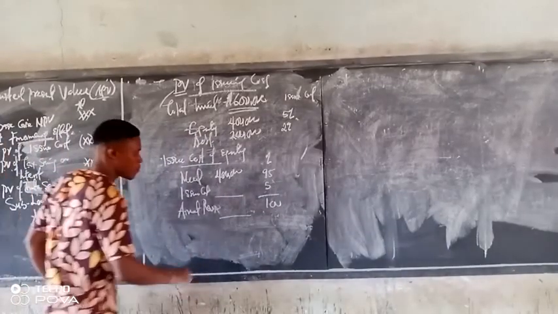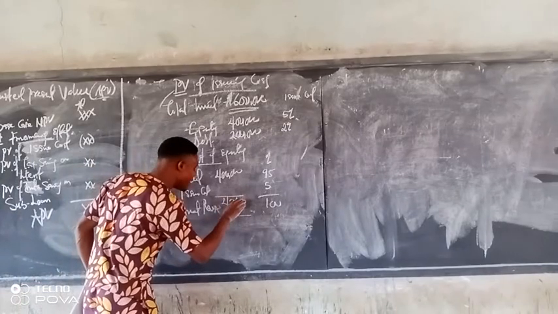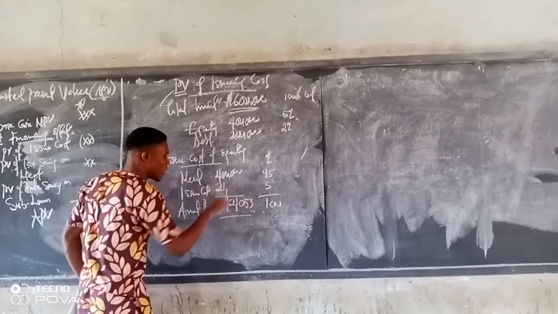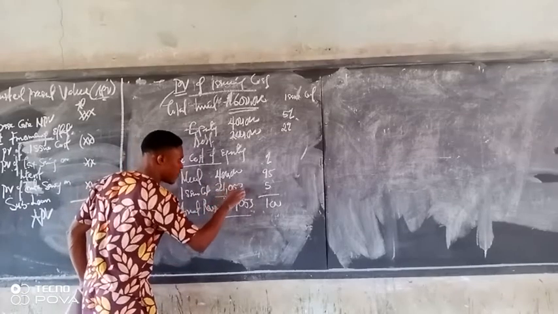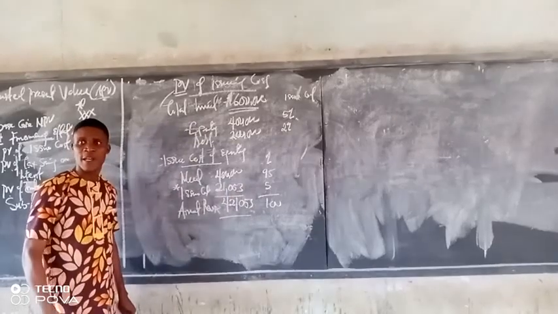Amount raised is 421,053. So automatically you get 21,053. That's our EU cost for equity. Let's go for debt now.